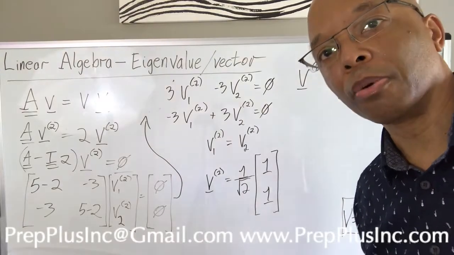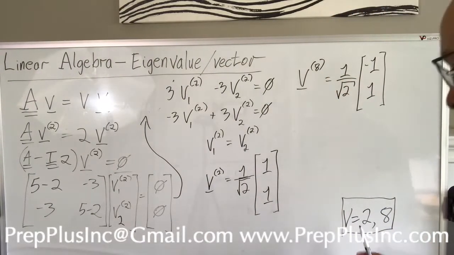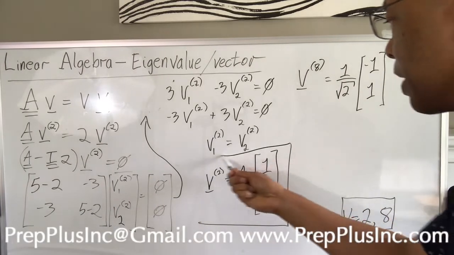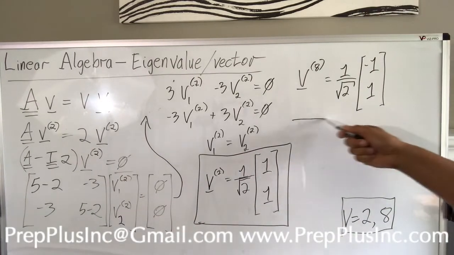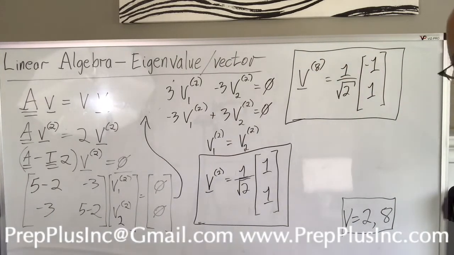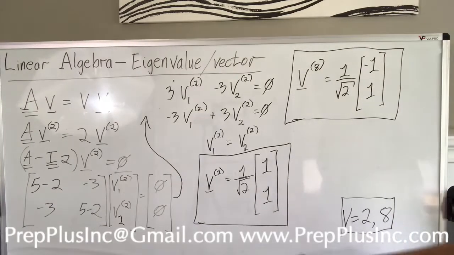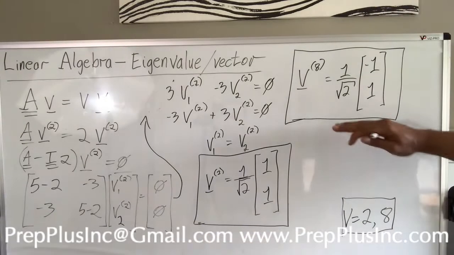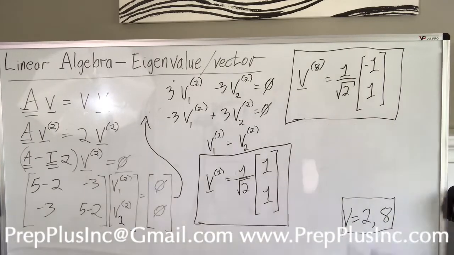Okay, so that is our solution for today. These are the eigenvalues. This is the eigenvector corresponding to eigenvalue 2. And this is the eigenvector corresponding to eigenvalue 8. Eigenvalues, the eigenvector corresponding to eigenvalue 2, and the eigenvector corresponding to eigenvalue 8.